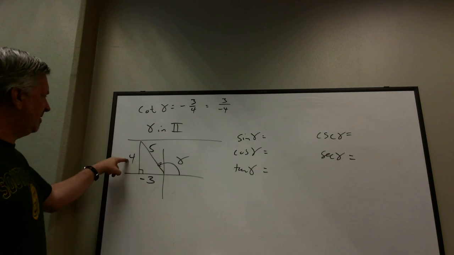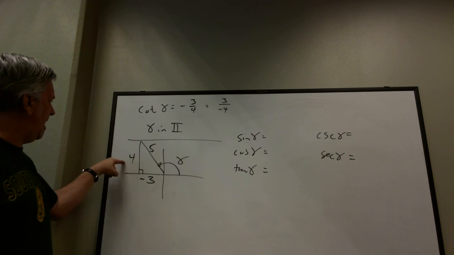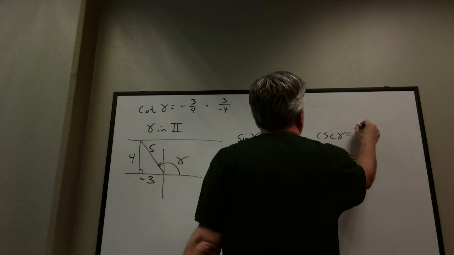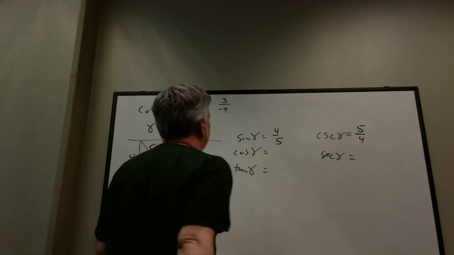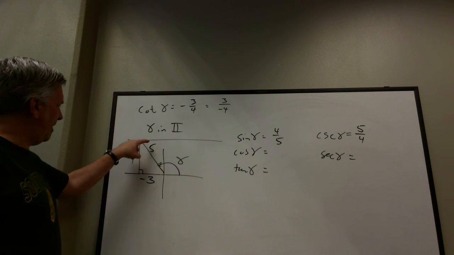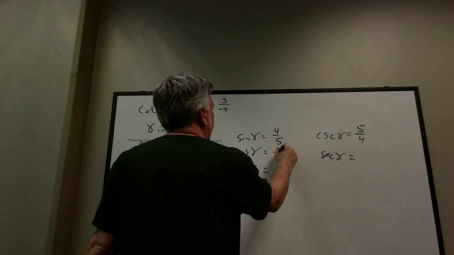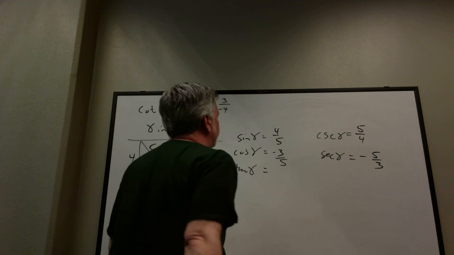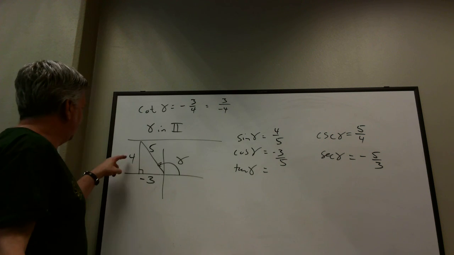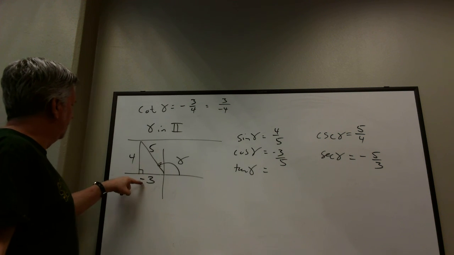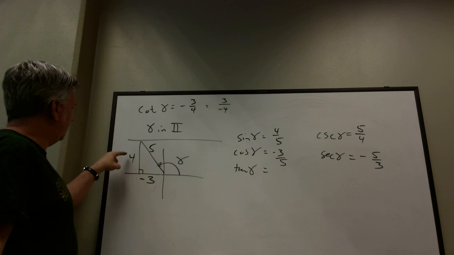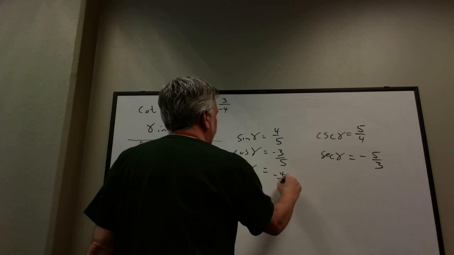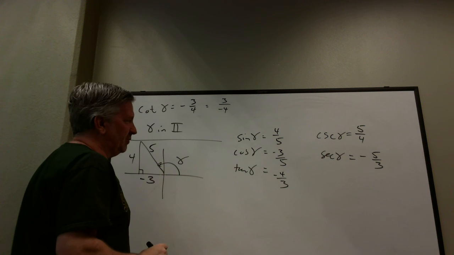Well, let's look at the picture. What's sine? Sine is opposite over hypotenuse, or y over r. That's 4/5, so cosecant is 5/4. Cosine's adjacent over hypotenuse, or x over r. That's minus 3/5, so secant's minus 5/3. And tangent is opposite over adjacent, or y over x, which is minus 4/3, or you know it's a reciprocal of this one. Now I really should have spaced my answers out better.